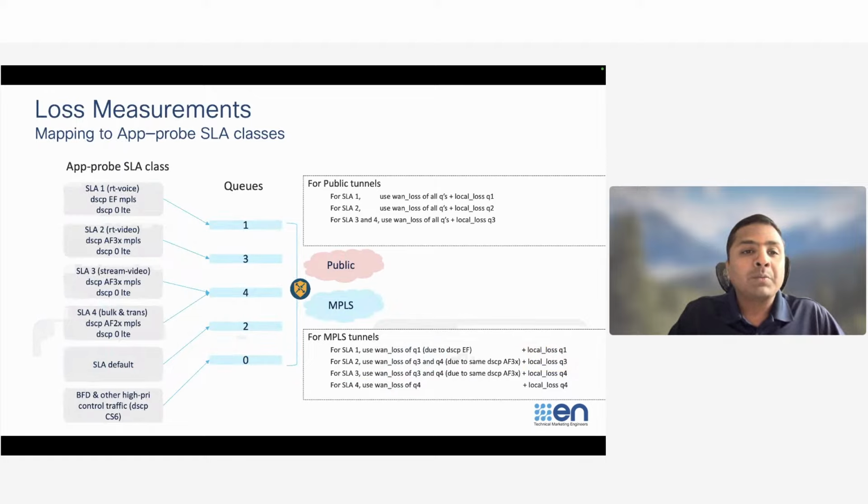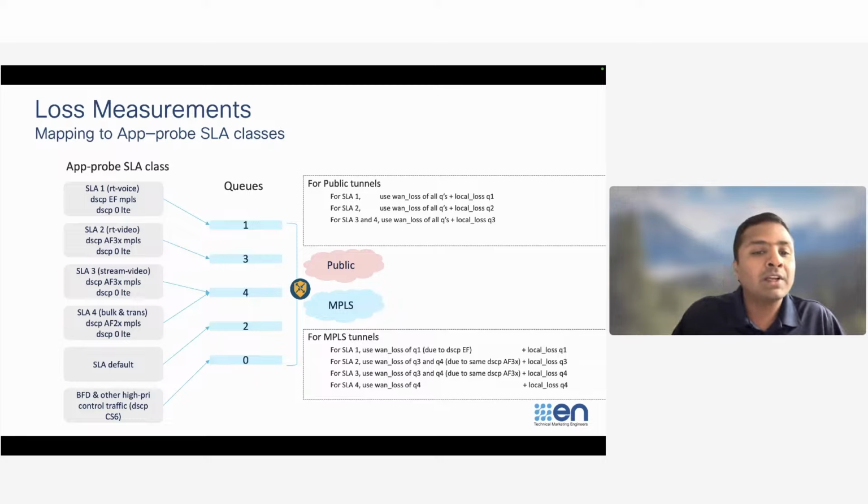So in terms of loss measurements, when you have an app probe class attached to an SLA class, you have different SLAs on the left, and you have different egress queues on the SD-WAN edge device, and you have your WAN transport, MPLS, and public. How do we measure the loss in this case? So if you look at SLA1, which is using DSCP expedited forwarding EF 46 and mapped to an MPLS transport, in that case, for SLA1, we use the WAN loss of Q1. It's mapped to Q1. And then we use the local loss of Q1.